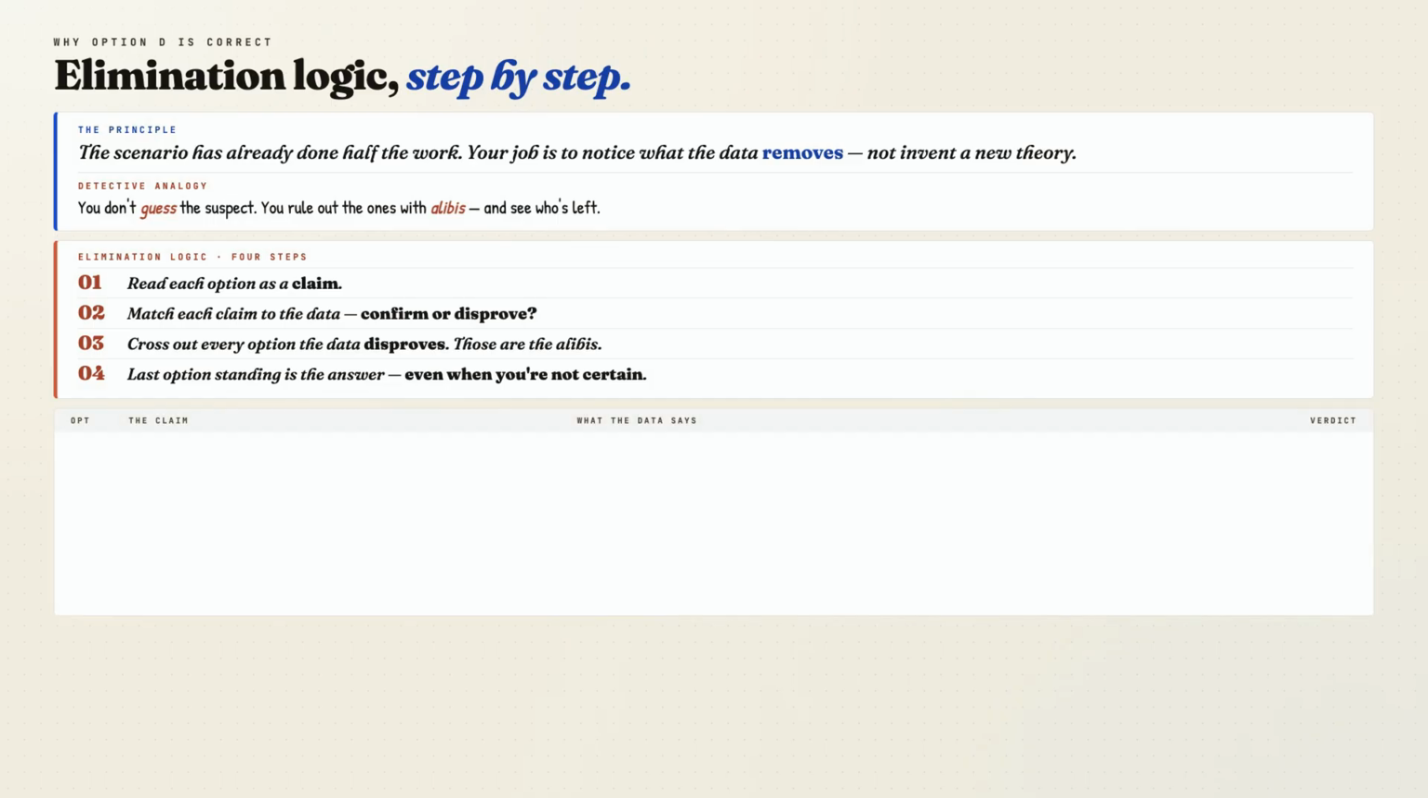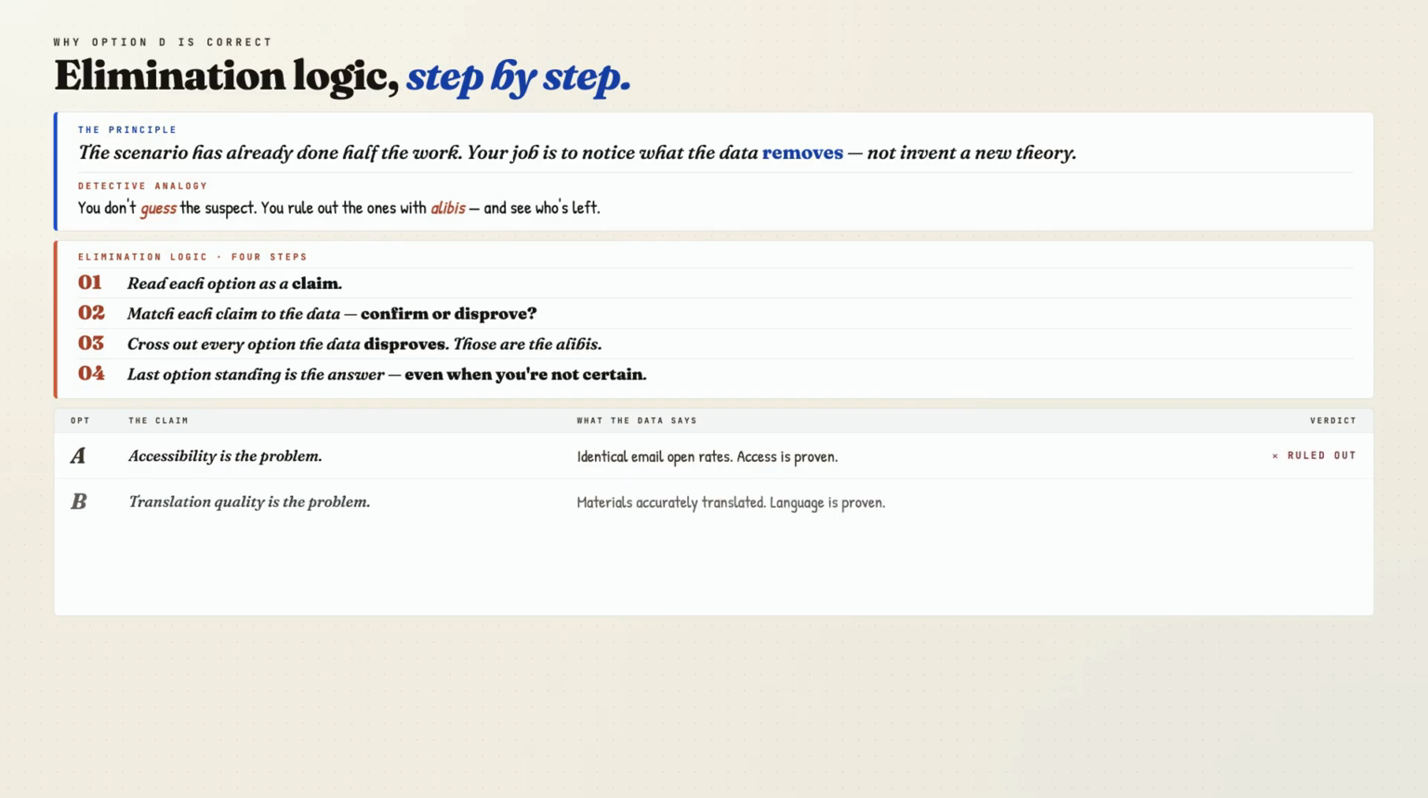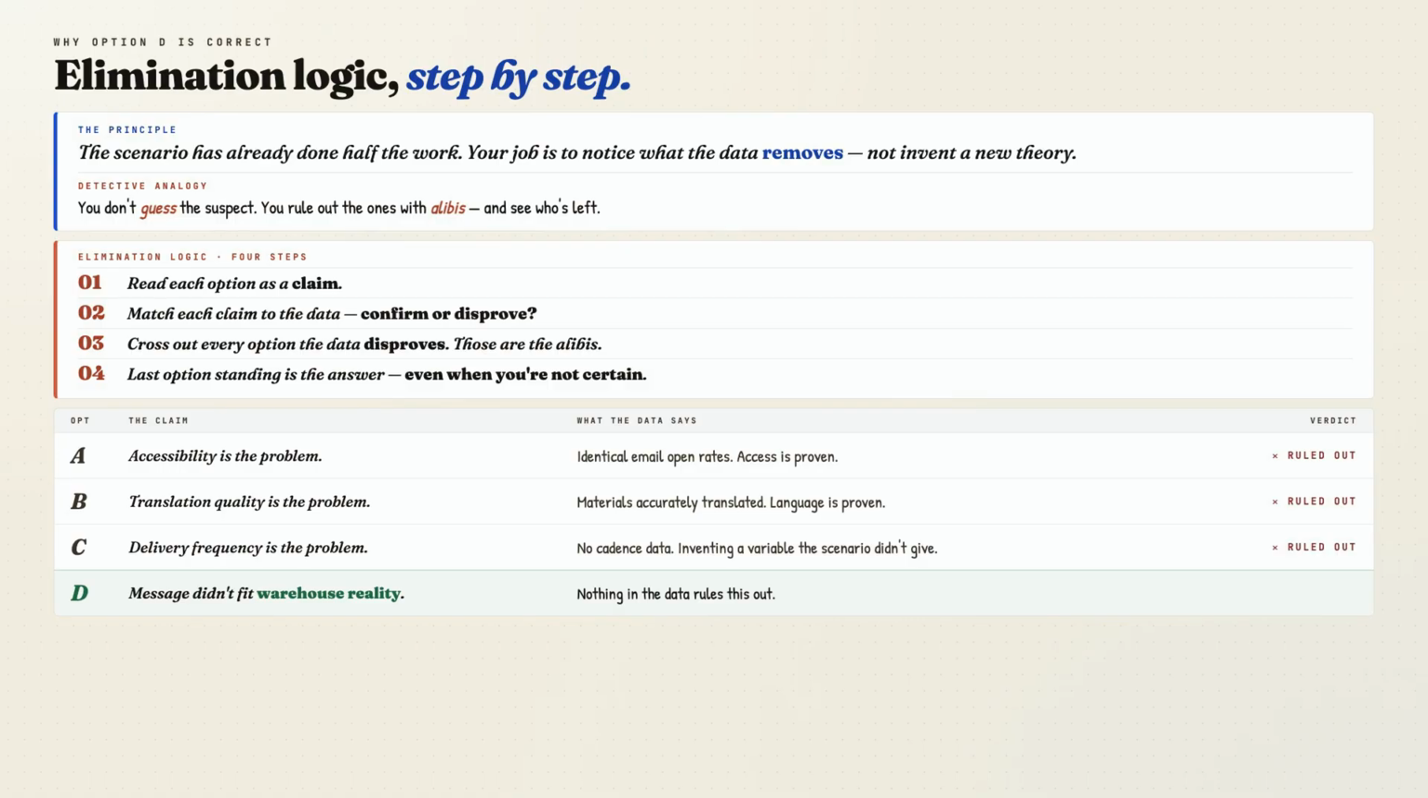Here's that logic on this question. Option A claims accessibility is the problem. The data says both groups opened emails at identical rates. Ruled out. Option B claims translation is the problem. The data says materials were accurately translated. Ruled out. Option C claims delivery frequency is the problem. The data gives no evidence of different cadence. Both groups received the same send pattern. Ruled out. Option D claims the message didn't fit warehouse reality. Nothing in the data rules this out. It survives. That is your answer.